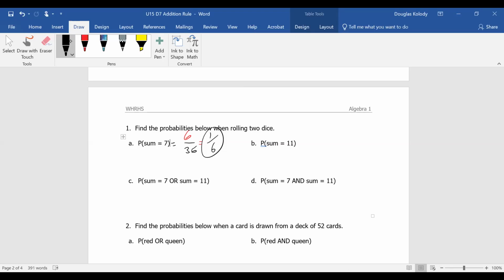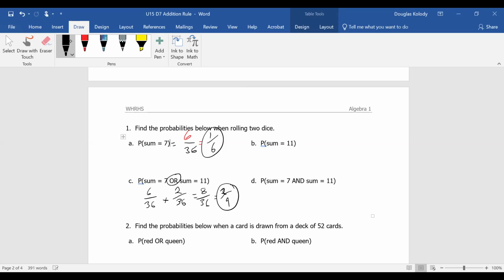How about the sum is 7 or the sum is 11? I already know that there are 6 7s out of 36 plus, and I'm just going to cut to the chase without going to the other sheet. There's 2 11s out of 36. The reason I'm adding is because I see or means to add up everything. And that leaves me with 8 numbers out of 36, and that reduces to 2/9. Wow, this addition rule is not too bad.